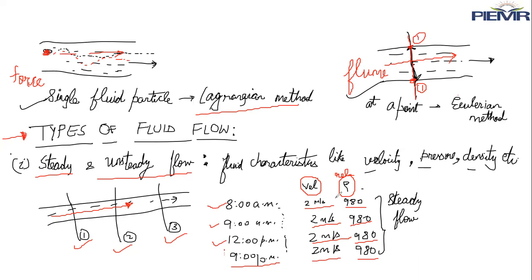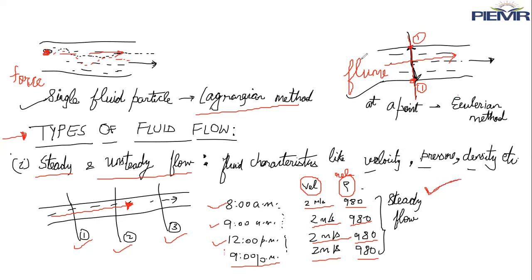So इसका मतलब the parameters of the fluid are not changing with respect to time. समय के साथ साथ इस फ्लूइड के पैरामीटर्स में कोई भी चेंज नहीं आ रहा है. वेलोसिटी वही है, डेंसिटी भी वही है, मैं किसी भी टाइम पे देखूं. ऐसे फ्लो को कहा जाता है स्टेडी फ्लो.